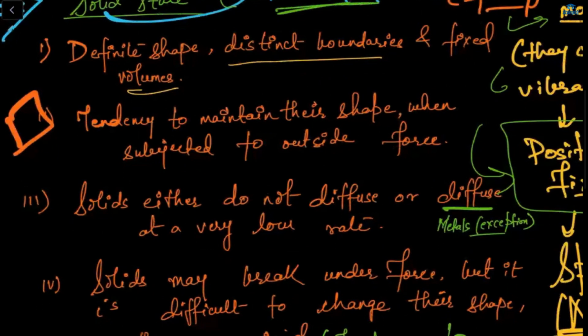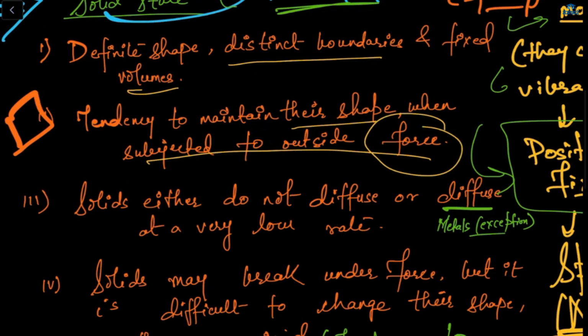The next point is the tendency to maintain their shape when subjected to outside force. Let's say you are applying force to your pencil, but the pencil is not changing its shape. Why? Because it's a solid. They have the tendency to maintain their shape. If I'm applying force to any solid, its particles don't move, because the property of a solid is that it maintains its shape.